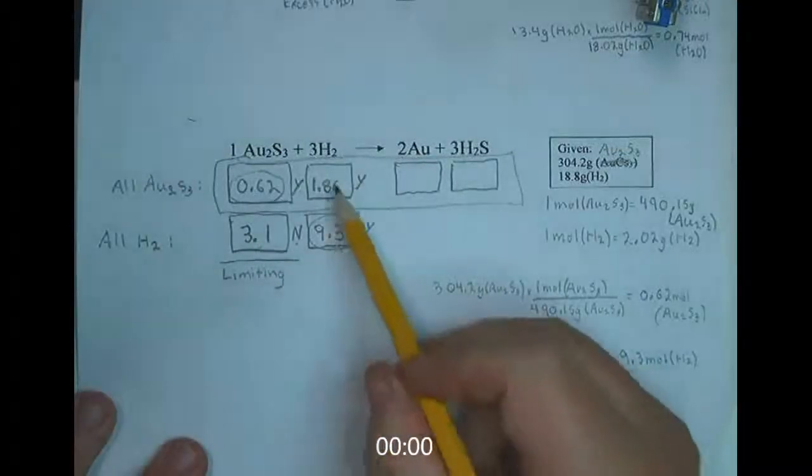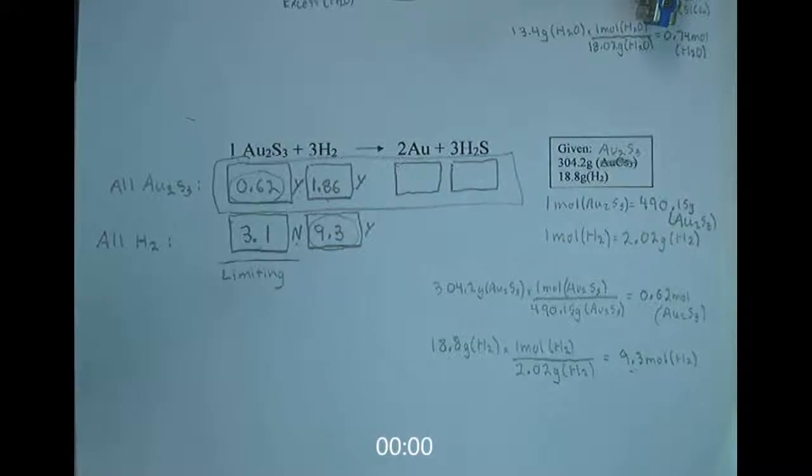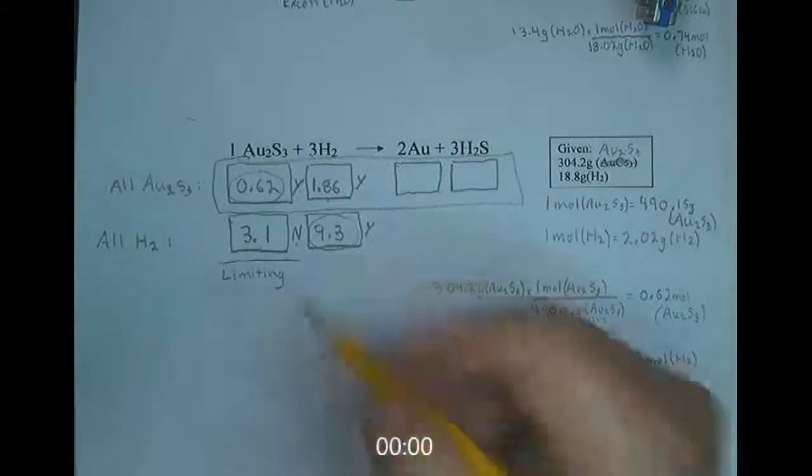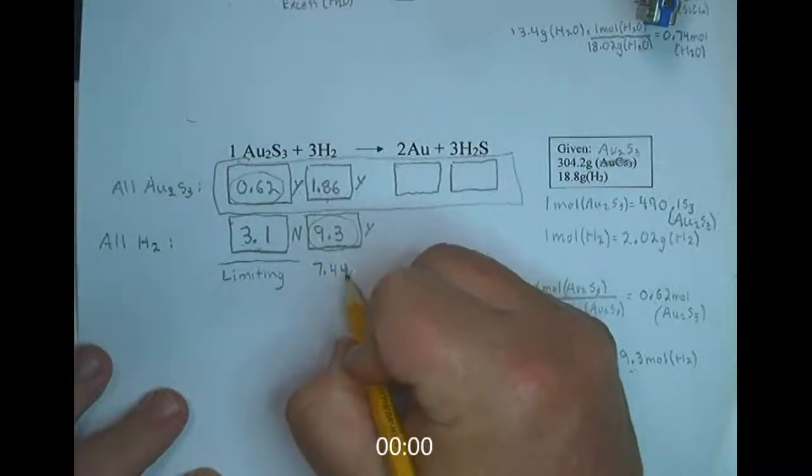Okay, and then we have excess hydrogen quite a bit. Just do a little quick calculation here, and it's 9.3 minus 1.86. That means we're going to have 7.44 moles of excess hydrogen. That's hydrogen that's left over that goes unreacted.